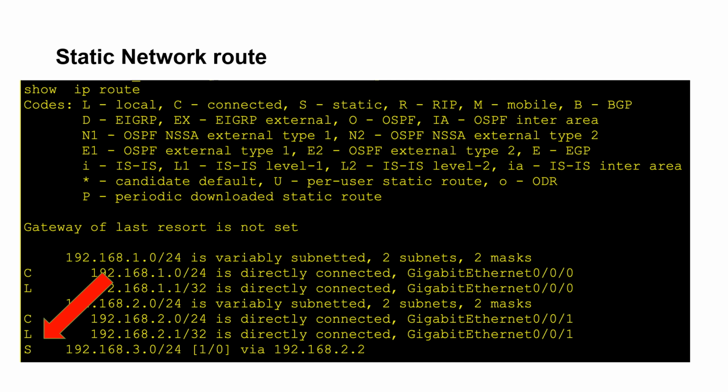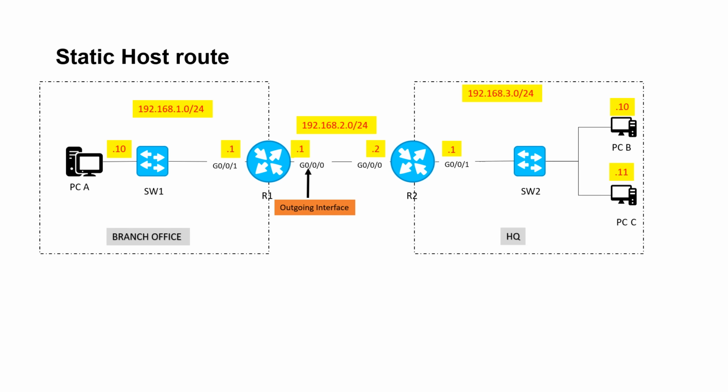Now, let's verify this by looking at the show output. Here you can see the static route is again coded as S, but you can see here the 192.168.3.0 network is reachable via 192.168.2.2, which is R2's IP address. Another type of static route is the static host route. A static host route is a route to a single host.